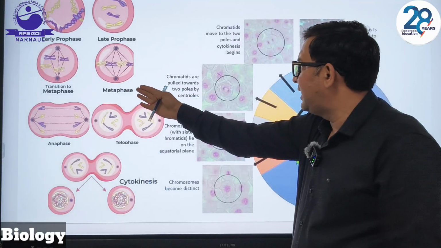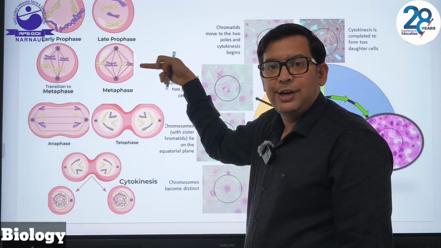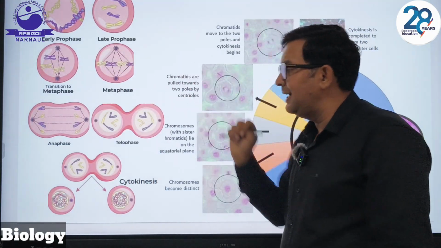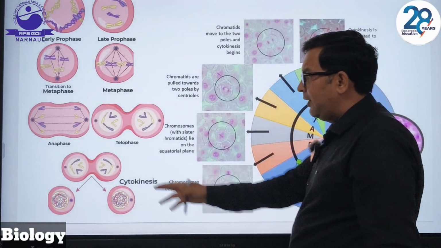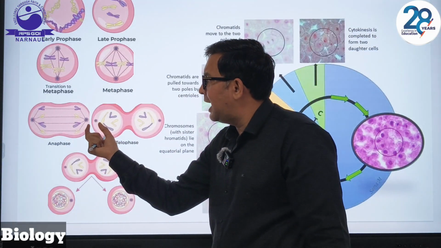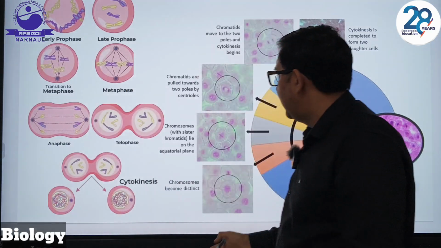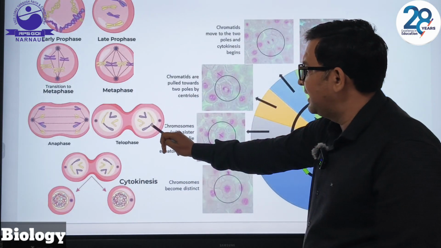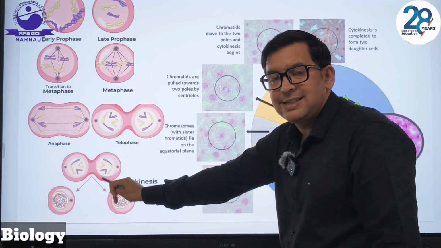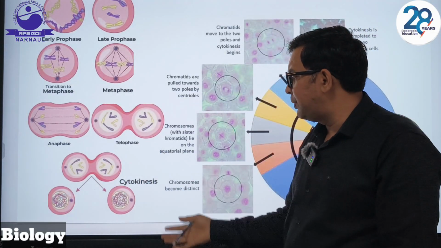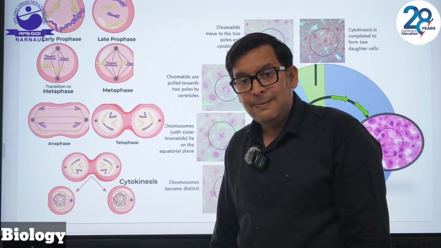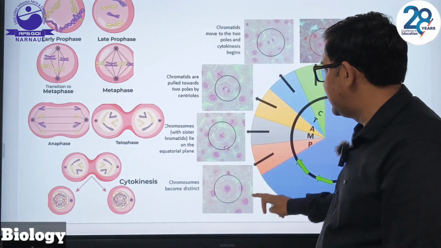Another one is metaphase. There is an equatorial plate where chromosomes align themselves. In anaphase, this one, definitely the chromosomes are moving towards the poles. After that, the telophase, and there is complete division of the cell. It means that the cell produces 2 daughter cells. This is the concept of mitosis.